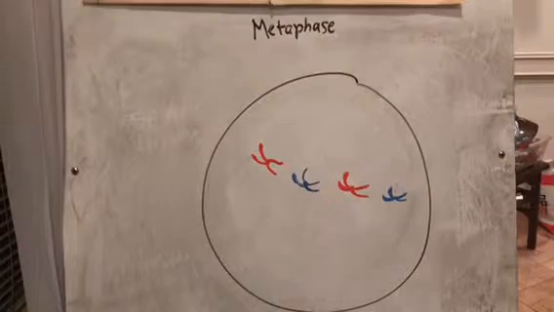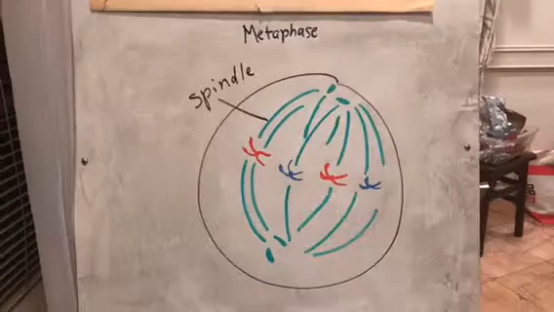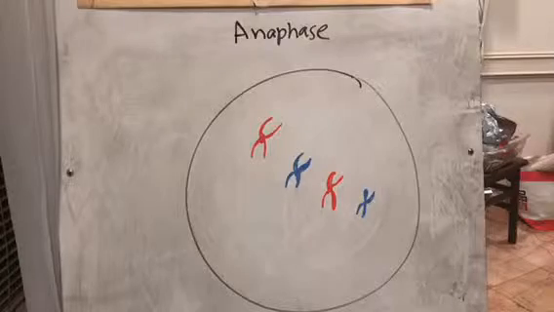Metaphase is the shortest of the phases. The centromeres of the duplicated chromosomes line up across the center of the cell, which is known as the metaphase plate. Spindle fibers connect to the centromere of each chromosome to 2 poles of the spindle.